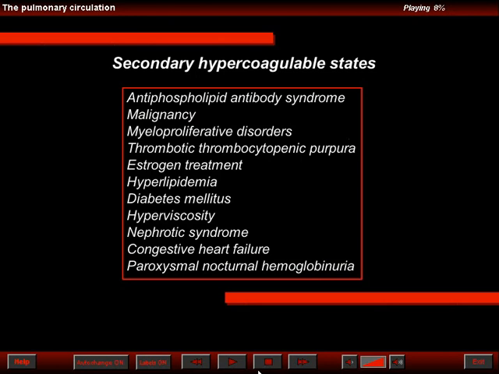Secondary hypercoagulable conditions include patients who have visceral malignancies, pregnancy, obesity, the use of oral contraceptives, the nephrotic syndrome, myeloproliferative disorders, hyperlipidemias, diabetes mellitus, paroxysmal nocturnal hemoglobinuria, postoperative states, vasculitis, the antiphospholipid syndrome, increased levels of factor 7 and fibrinogen, and heparin-induced thrombocytopenia.